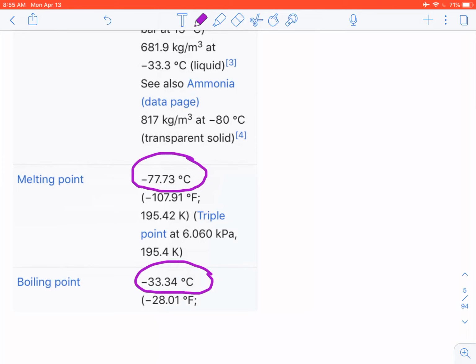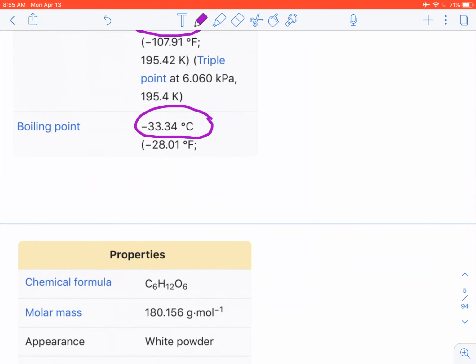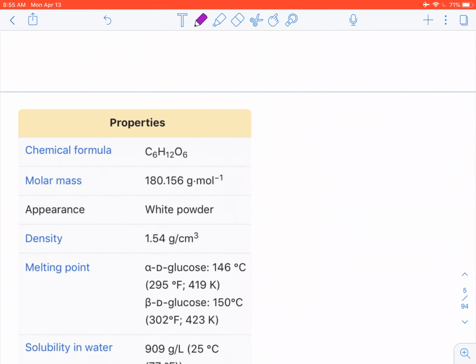It starts boiling at about minus 33 degrees Celsius, and between the melting and boiling point it's in a liquid state, and after a temperature of minus 33.34 degrees, it exists as a gas. That is why at room temperature ammonia is a gas.